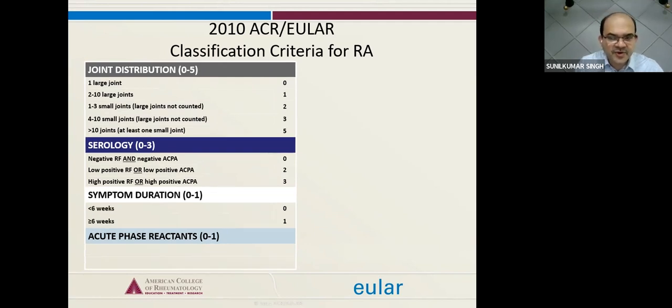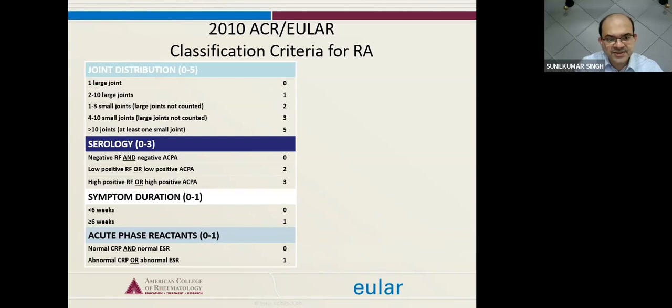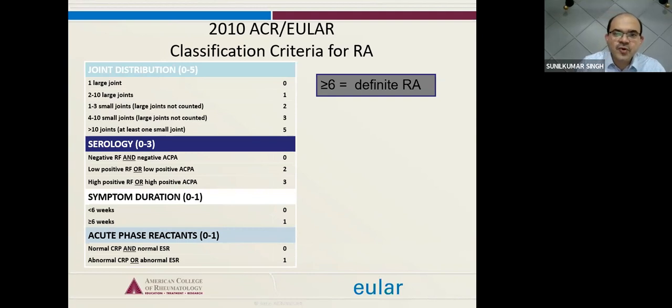Symptom duration, very important. Many times acute viral illnesses will look like rheumatoid arthritis, but they often don't last beyond 6 weeks. And that's why that cutoff of more than 6 weeks gets a point. And as I mentioned, acute phase reactants, if they are abnormal, one gets a point. And therefore, if there is more than 6 in total, then one can call it a definite RA from the classification criteria point of view.